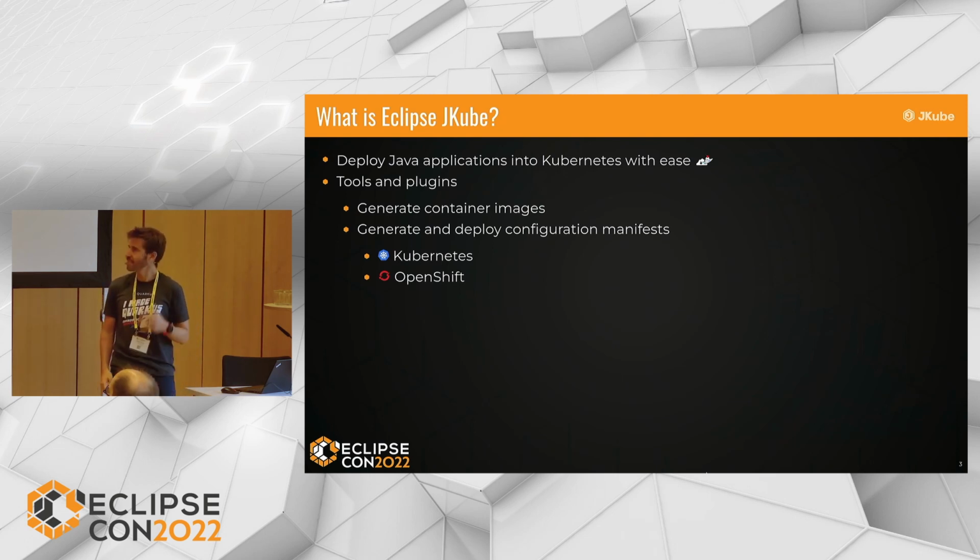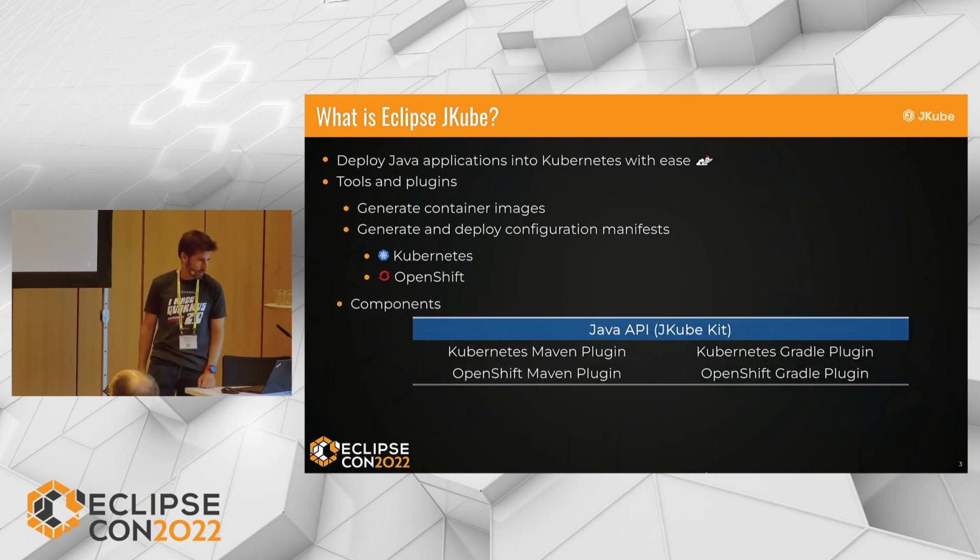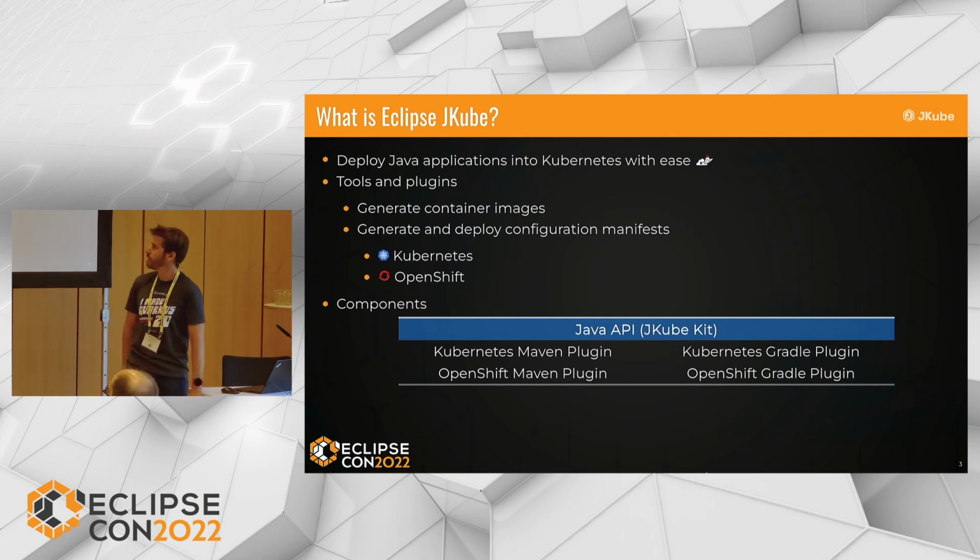JKube is a set of tools and plugins that will help you generate container images for your Java applications and the required cluster configuration manifests to be able to deploy your applications to Kubernetes or OpenShift with ease. It consists of several components. The main component is the Java API. It's a standalone API, which we call JKube Kit. And then it has several plugins, currently Maven and Gradle, that will allow you to integrate JKube into your project's build process easily.